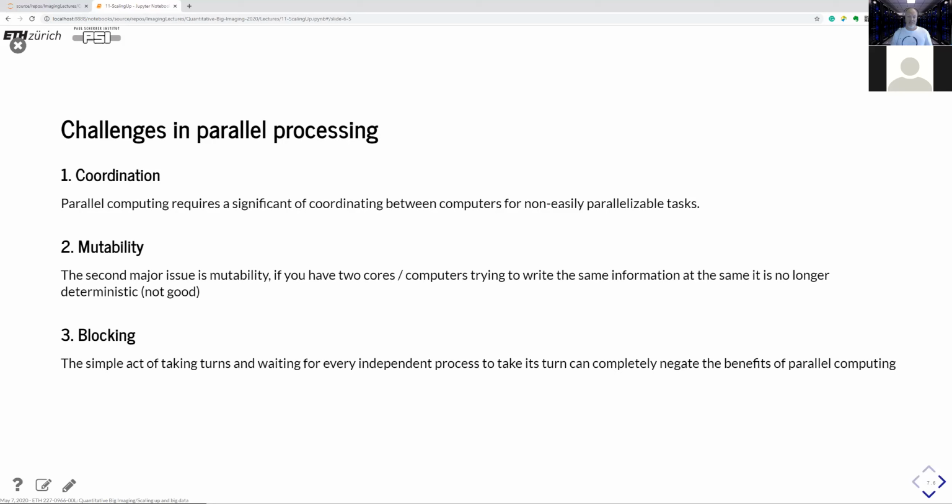The second problem is mutability. That is when two computers try to write the same information, and then you don't really know what is written, and that's not good. So you need something, a control barrier, and that's when you come to blocking. You have to have some blocking mechanisms around the memory that everybody can write on. And this can also then lead to problems in the parallel code.